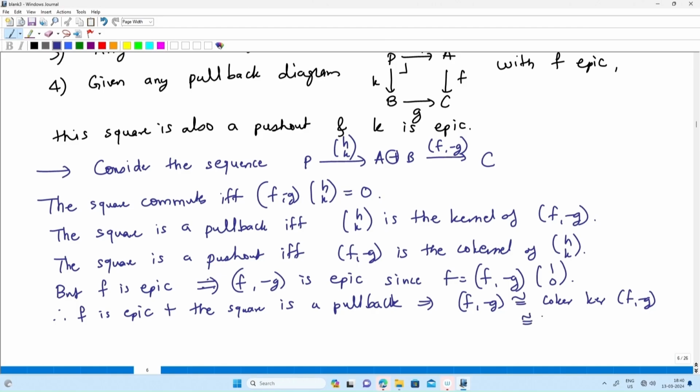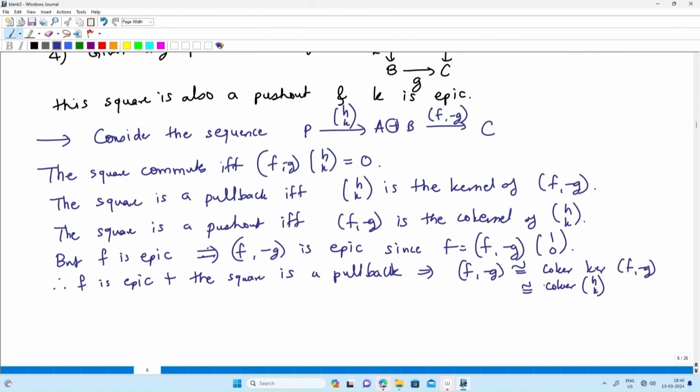Yeah, which is isomorphic to the co-kernel of H comma K. In the second step, I am using that it is a pullback. In the first step, I am using that it is an epimorphism, so any epimorphism is isomorphic to its own co-image. But the kernel of F minus G is H comma K. So therefore, we obtained the necessary and sufficient condition for this diagram to be a push out. Okay, good. So therefore the square is a push out.